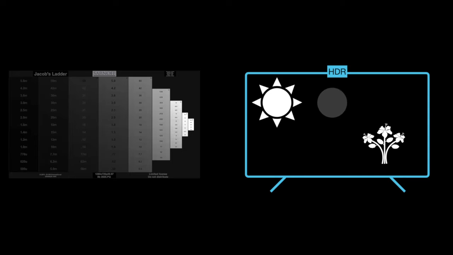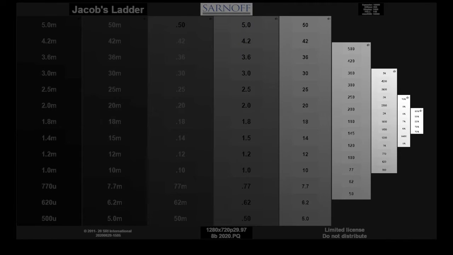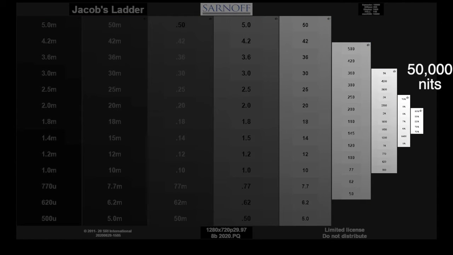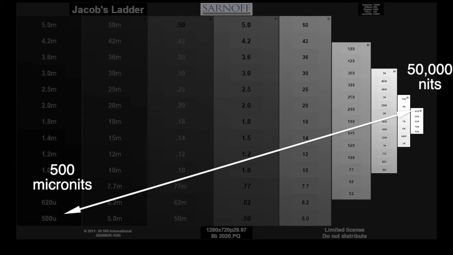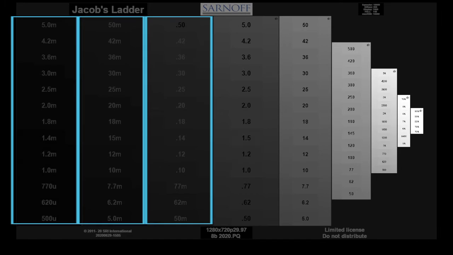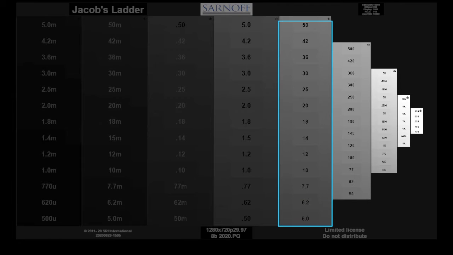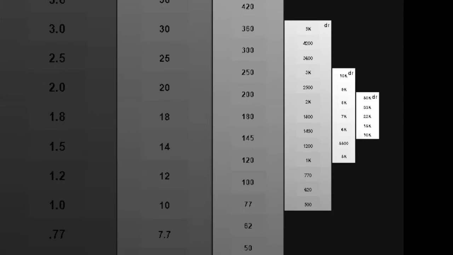The Jacob's Ladder test pattern will show you how an HDR system or monitor handles very bright and very dark values. Jacob's Ladder shows 9 vertical stair steps with calibrated nit steps, covering the range from 50,000 nits down to 500 micronits. The darker 7 stair steps each cover a decade, for example, 5 to 50 nits. The brighter 2 stair steps cover 5,000 to 10,000 and 10,000 to 50,000 nits.